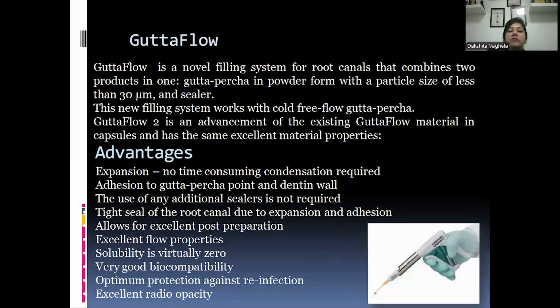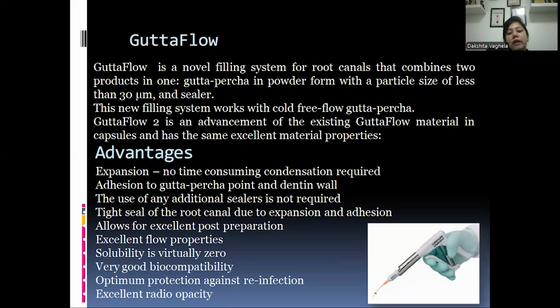Next, we have GuttaFlow. GuttaFlow is a novel filling system for root canals that combines two products in one, that is gutta percha in powder form with a particle size of less than 30 micrometers and the sealer. So GuttaFlow 2 is an advancement of the existing GuttaFlow material in capsules and has the same excellent material properties. So the advantages are that there is no time-consuming condensation which is required.